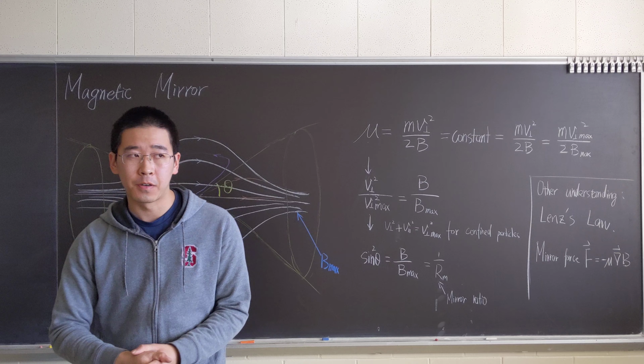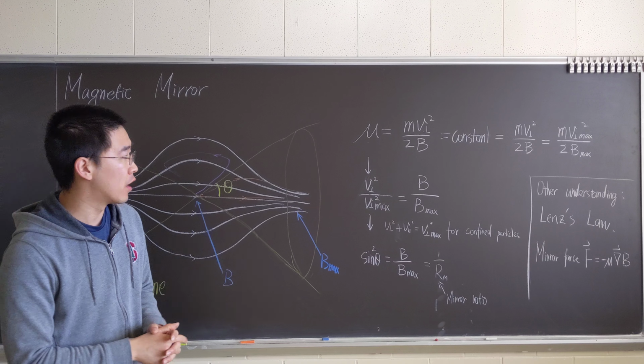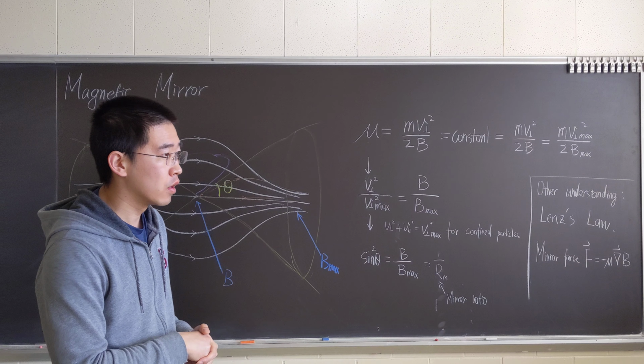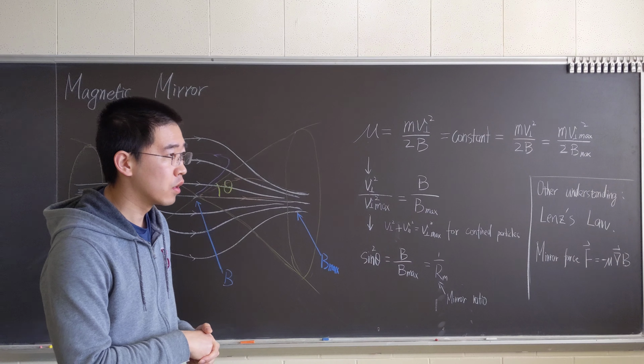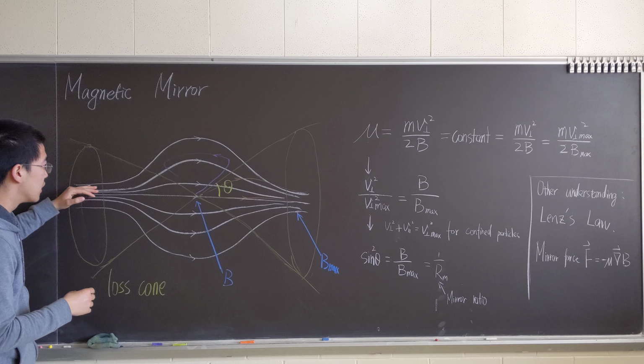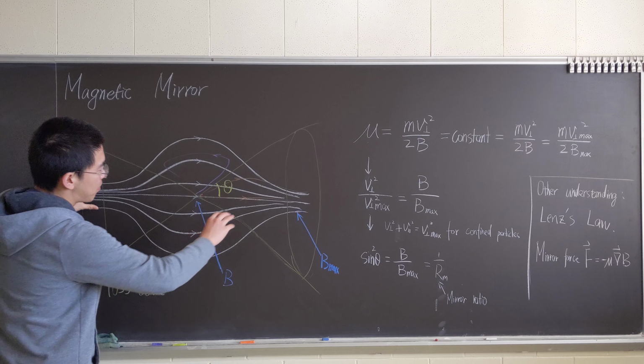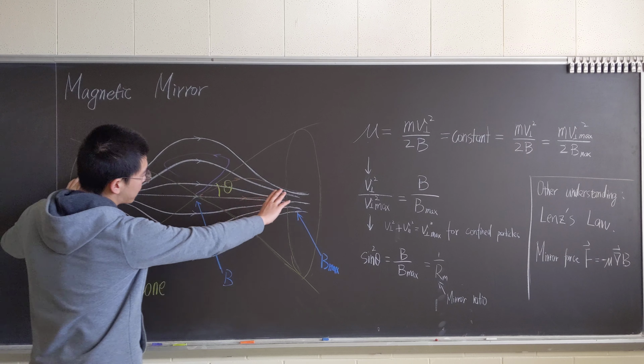Okay, let me talk about the magnetic mirror. That's one signature application of the first adiabatic invariant, the magnetic moment mu. So the setup is pretty much just like this. The white line is a magnetic field line. It's stronger on both sides. The middle has a weaker magnetic field.